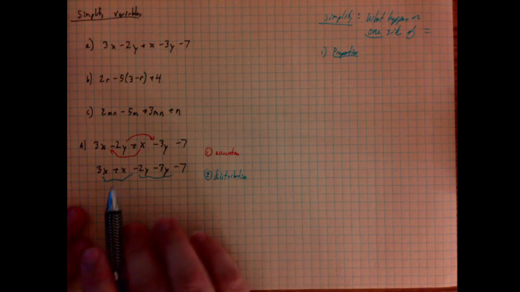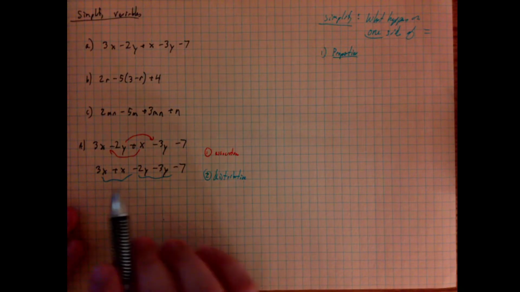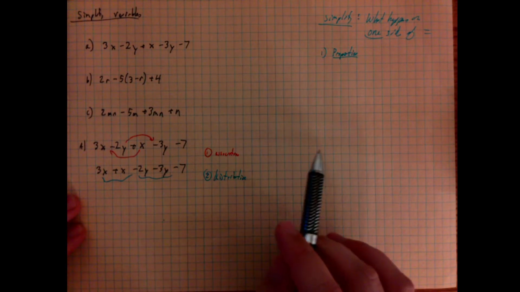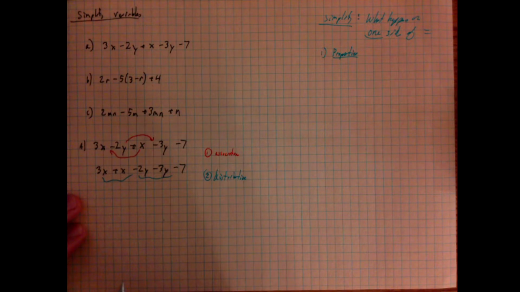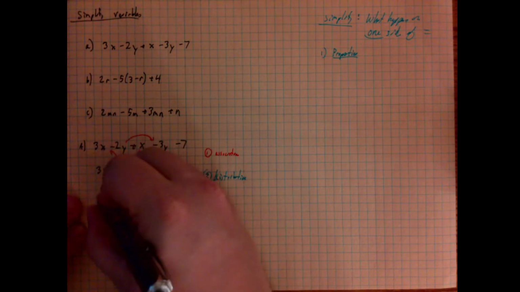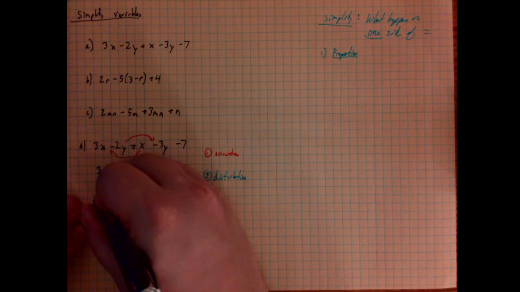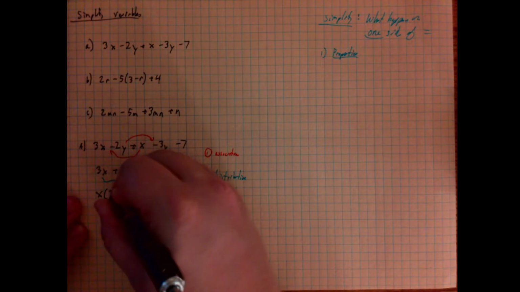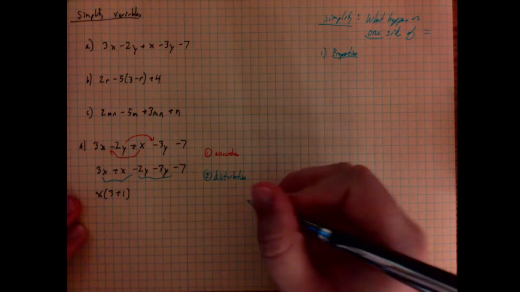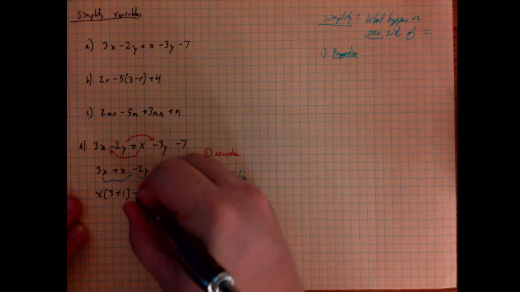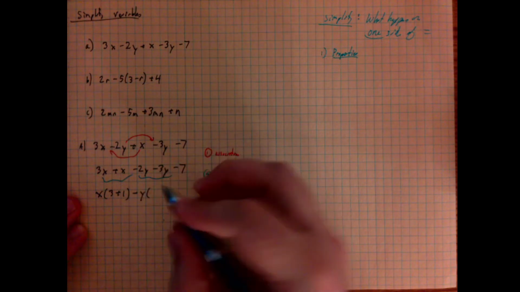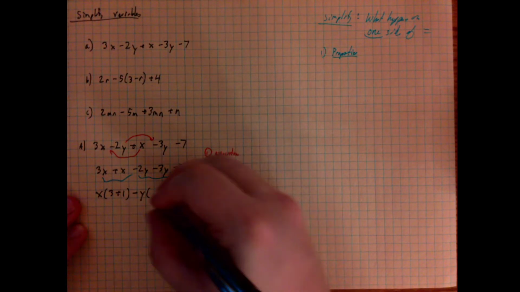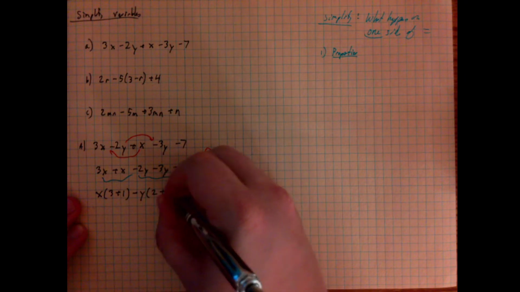If I distribute, and remember, there are 2 parts to distributive property. There's distributing into a parentheses and factoring back to a parentheses. There's 2 different ways to do it. So this one, I get x to come out, leaving behind a 3 and a 1. I get a y to come out, in this case a negative y to make it a little easier, leaving behind a 2 and a 3.